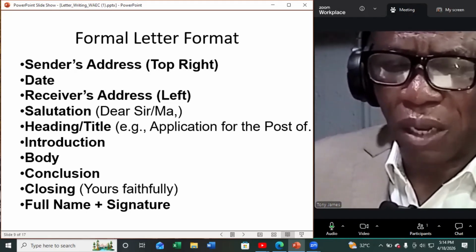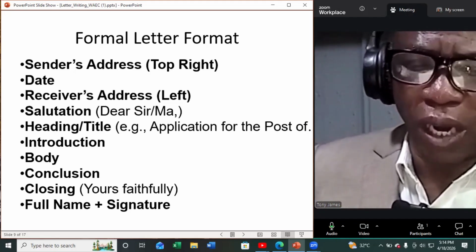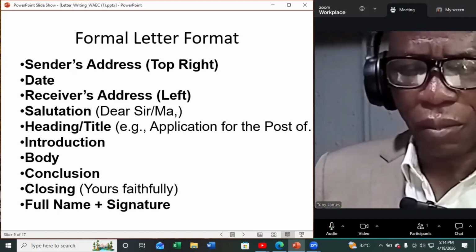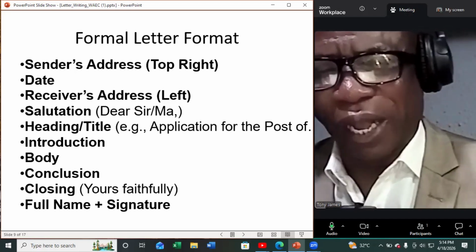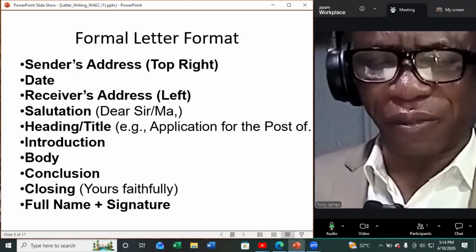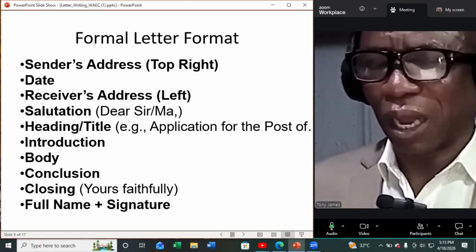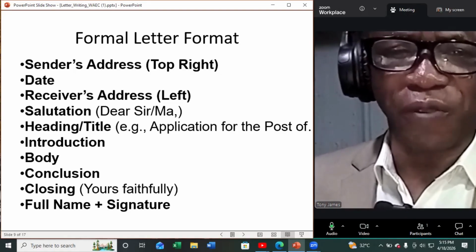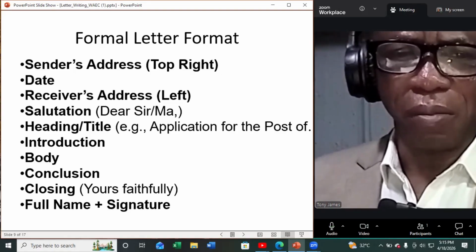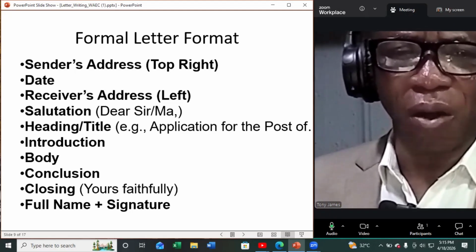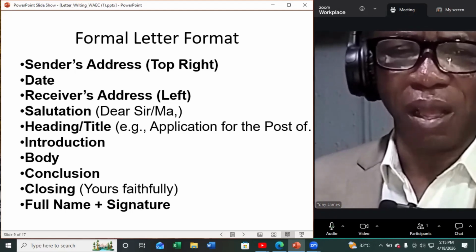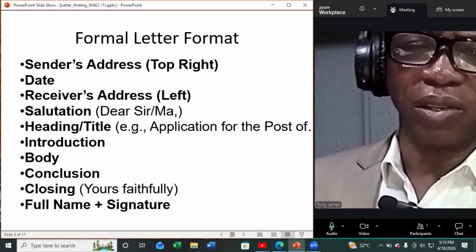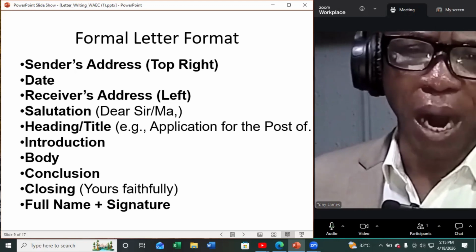Now, having written the introduction, we go to the body of the letter. Don't forget, we are looking at the format or structure of the formal letter. So after the introduction, don't forget the introduction will also be written in paragraph. We now come to the body of the letter. The body of the letter is also in paragraphs, and this will contain between 3 to 5 paragraphs, depending on the number of words the student is expected to write. So you will present all the information that is required in the body of the letter.